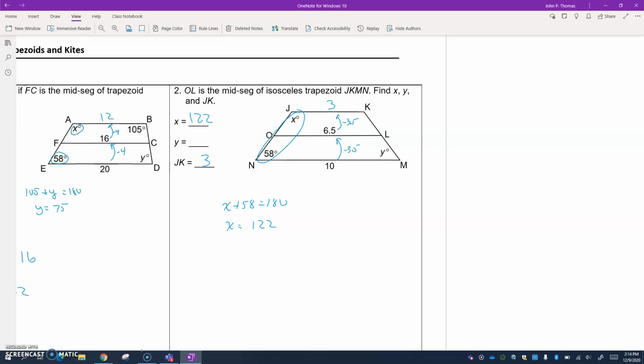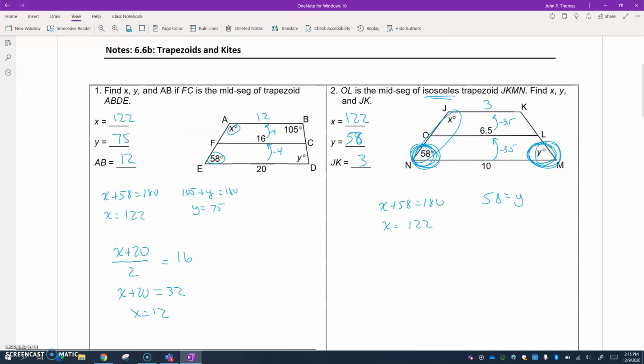All right, so now we're going to go to y. So on y, we're using the fact that they said this was isosceles. All right, and in isosceles, we know the base angles are congruent, so that 58 and the y have to be the same size. So 58 equals y, and we've got our y value.